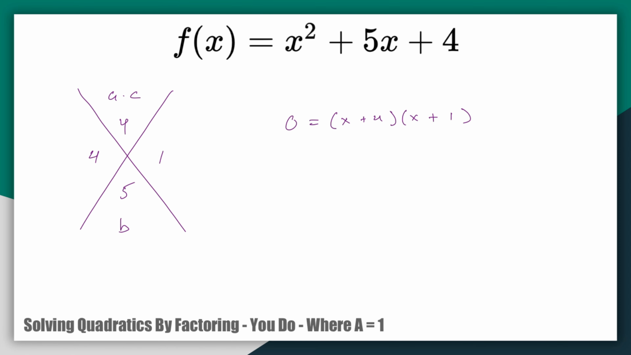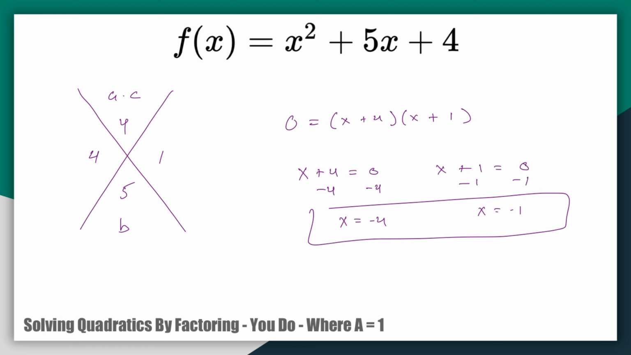Okay. All right. Now, I have two equations. I got to set each one to be 0, so x plus 4 is equal to 0, and then x plus 1 is equal to 0. I minus the 4, I minus the 4. I get x is equal to negative 4. I minus the 1, I minus the 1, I get x is equal to negative 1. So here are my two answers, those are your x-intercepts, right? If you were to sketch these, they would need to go through this, okay?